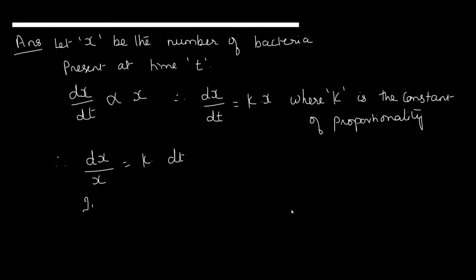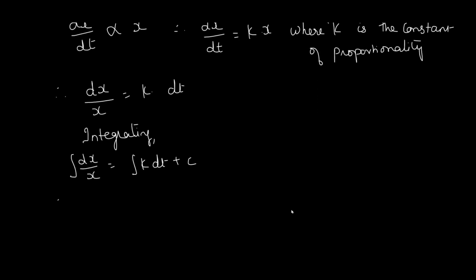Now we integrate both the sides. So integrating, we are going to get integral dx upon x is equal to integral k dt plus c, and therefore this becomes log x, because dx upon x, the integral is log x. So log x is equal to k into integral 1 dt is t, so kt plus c. Now we can also convert this equation into the exponential form. Just now we saw how to convert it into exponential form. This is the logarithmic form. So x is equal to e raised to kt plus c.